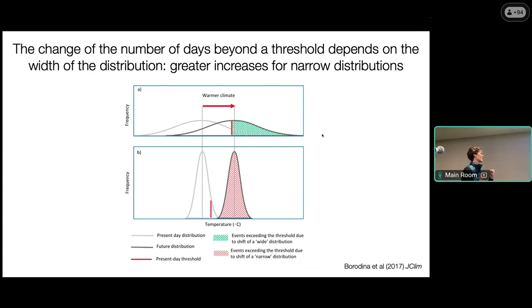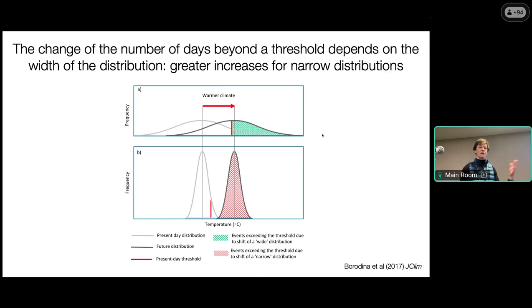So let's say you want to ask how many days are beyond the 95th percentile. What you can visually see is that in the wider distribution, you have a smaller increase in the number of days beyond that threshold, and in the narrower one, you have a much larger increase. So if your metric is the number of days that exceed a certain threshold, that's going to depend very heavily on your underlying distribution, which might also differ between models and observations and can make it hard to even compare things, for instance, across space.